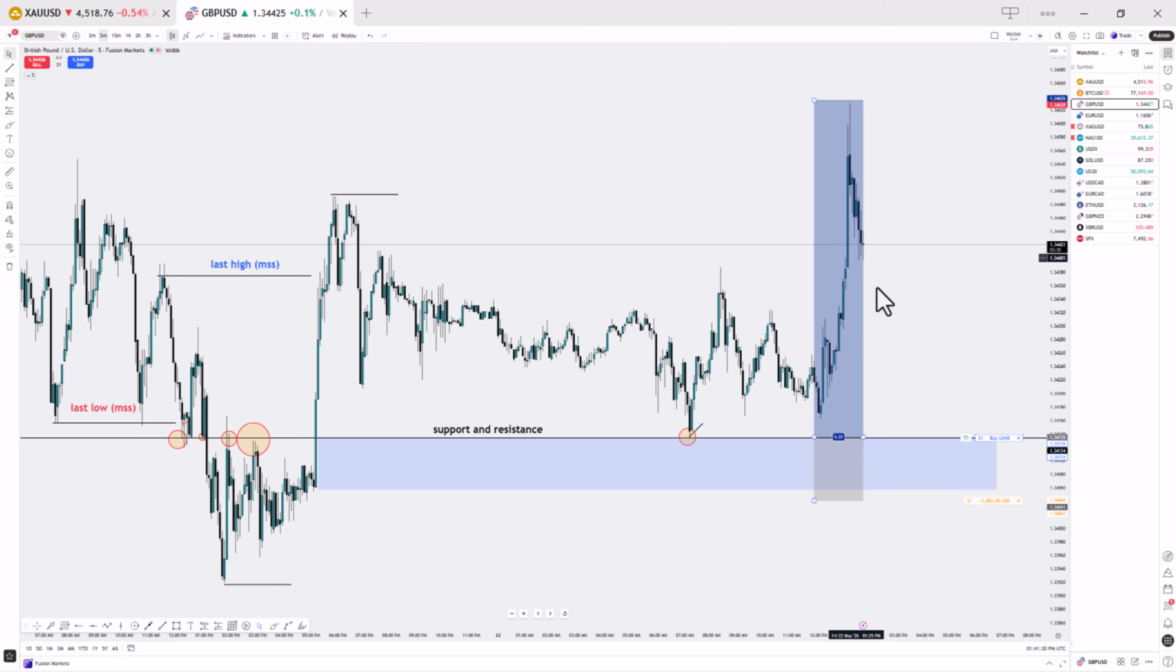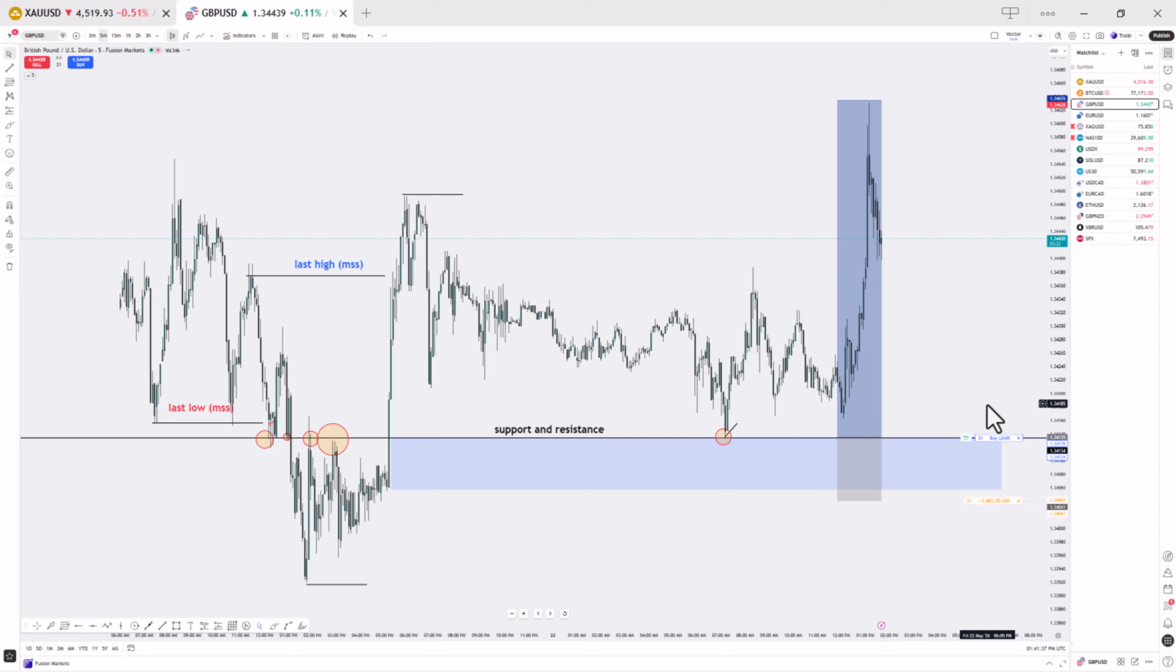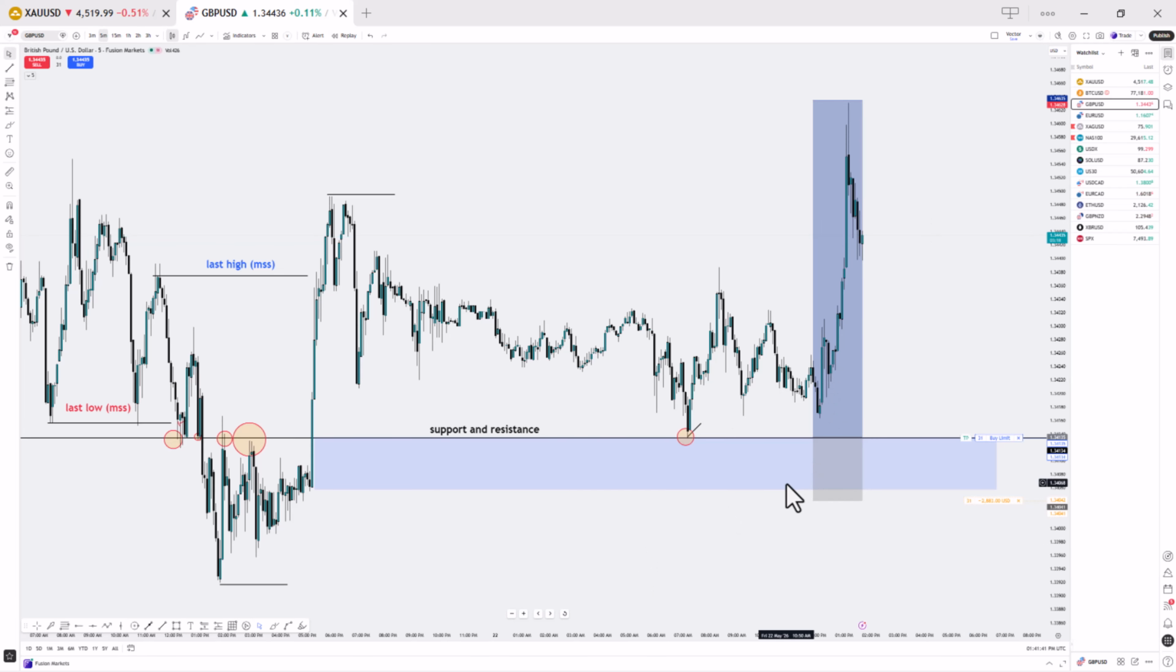So if this comes back and I see some sort of movement below this zone right here, that shows that price probably wants to go in my direction. Now, obviously, why not?